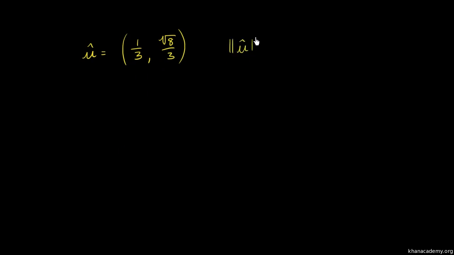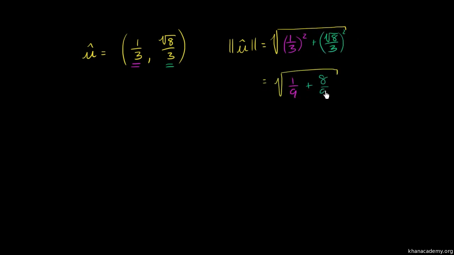The magnitude of our vector u is going to be equal to the square root of the sum of the squares of the components. And this, once again, just comes straight out of the Pythagorean theorem. So it's going to be equal to the square root of 1/3 squared plus square root of 8 over 3 squared. And what's that going to be? Well, that's going to be equal to the square root of 1 over 9 plus 8 over 9, which is equal to, and I think you see this coming, square root of 9 over 9, which is equal to 1. So this is indeed a unit vector.